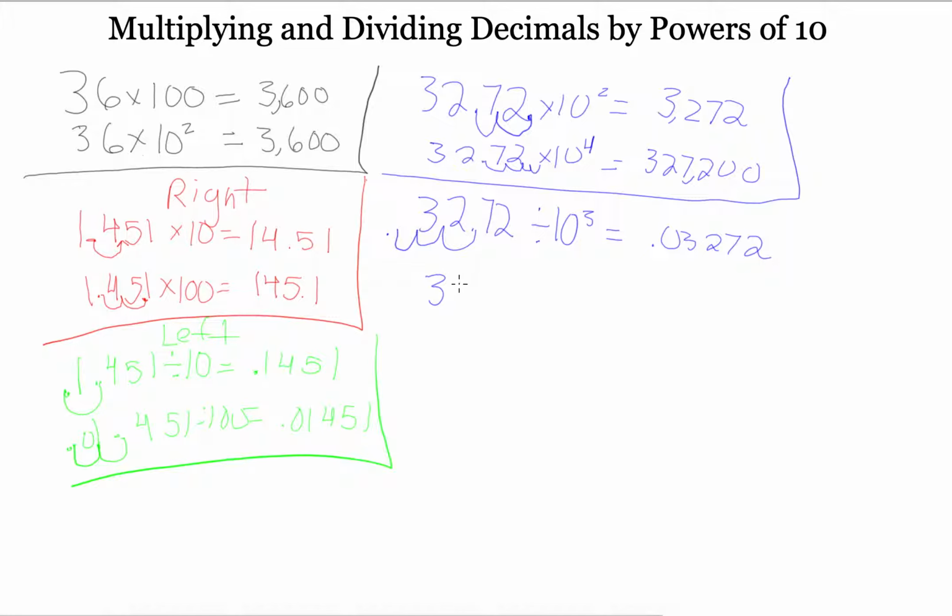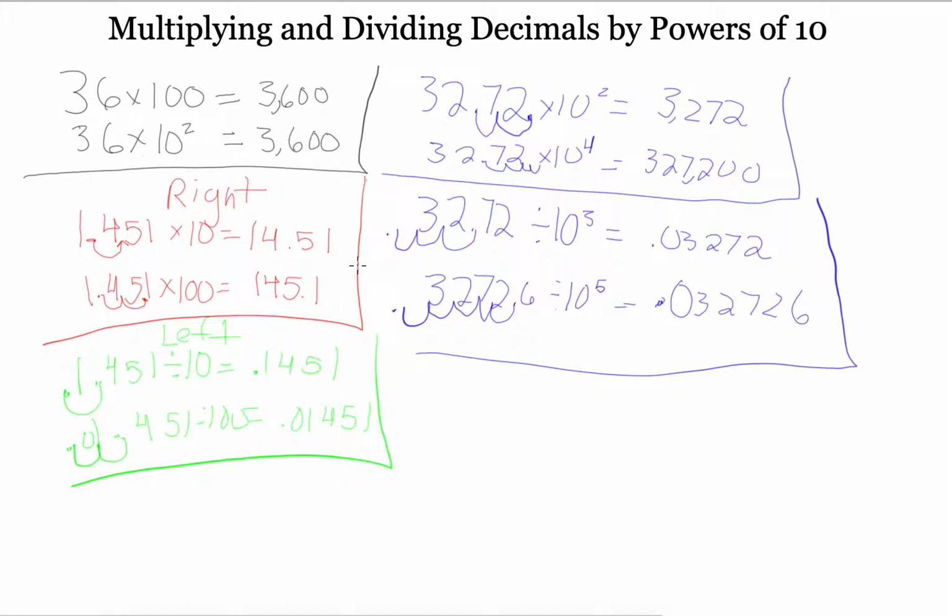All right, let's try one more. Let's do 3,272.6 divided by 10 to the 5th. So what we're going to do is move our decimal point 5 to the left. 1, 2, 3, 4, 5. So we need a placeholder here, so I'm going to start with 0.0, 3, 2, 7, 2, 6.